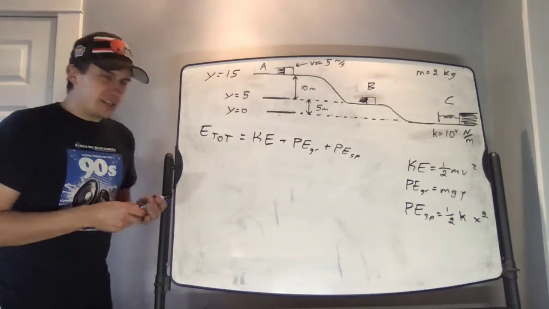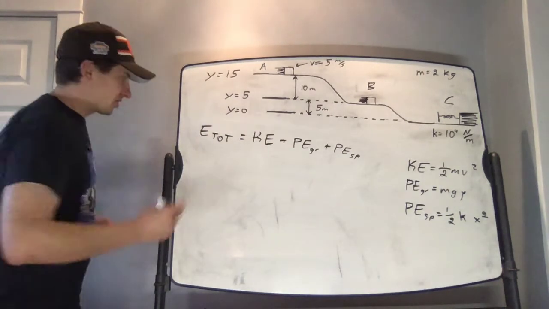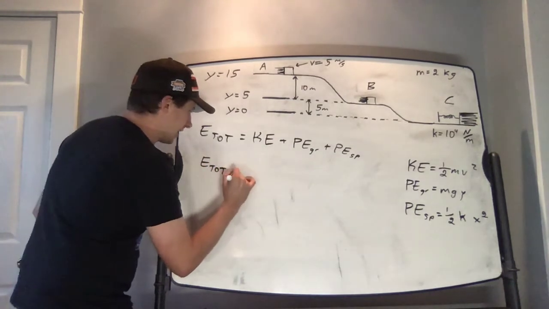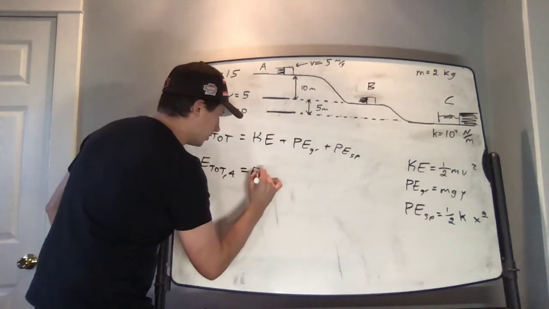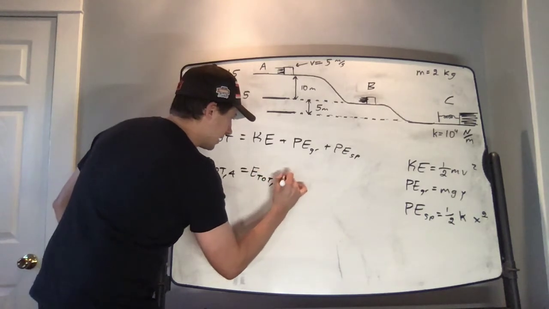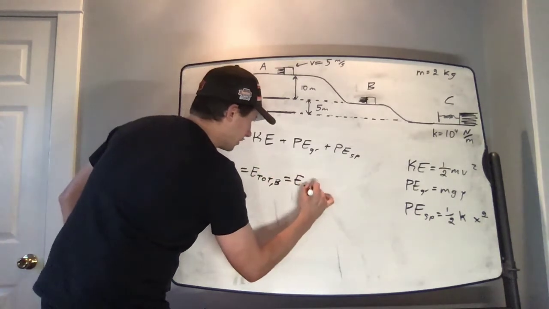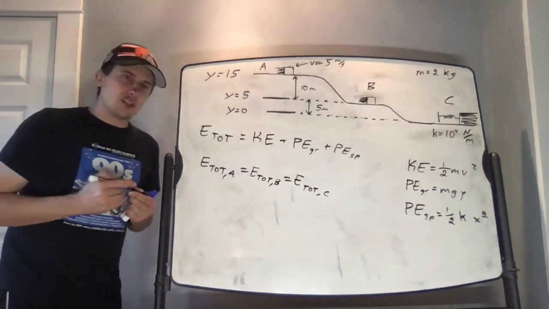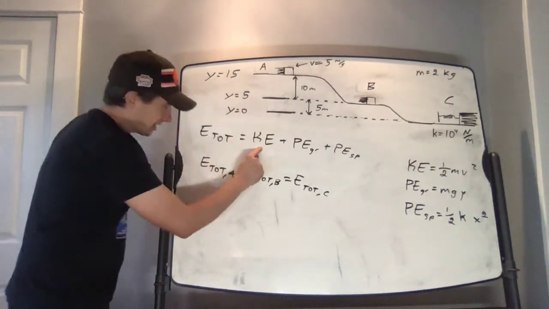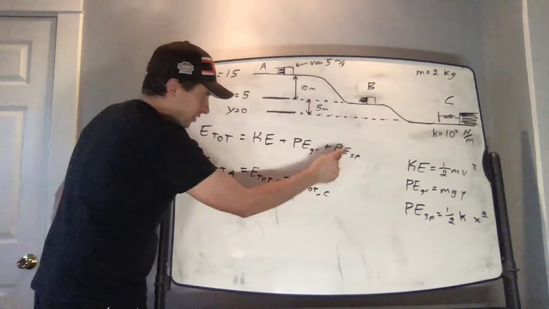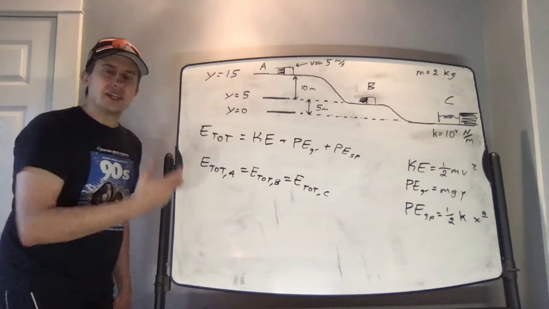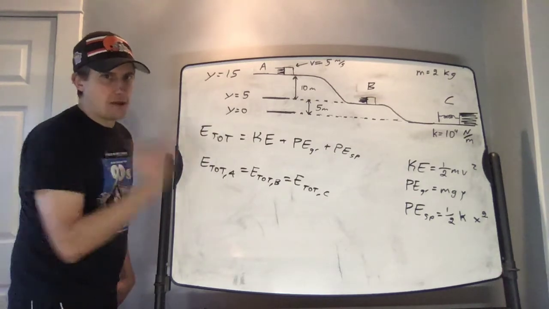Now we said the energy is conserved, so E total at moment A is equal to E total at moment B, and that's equal to E total at moment C. If I find the total energy, the kinetic and the gravitational potential and the spring potential at any one moment, I immediately know the energy at every moment.